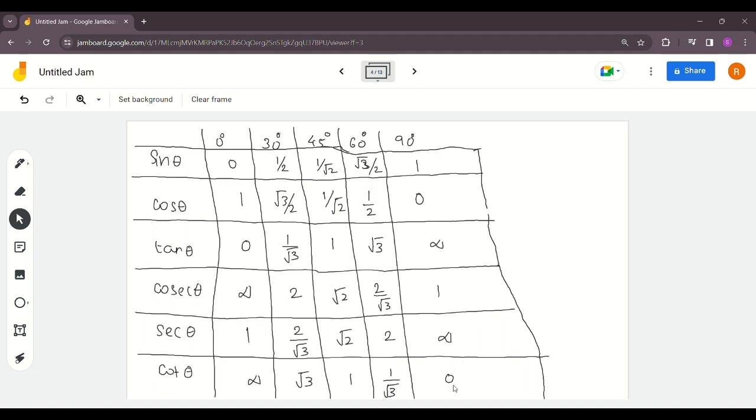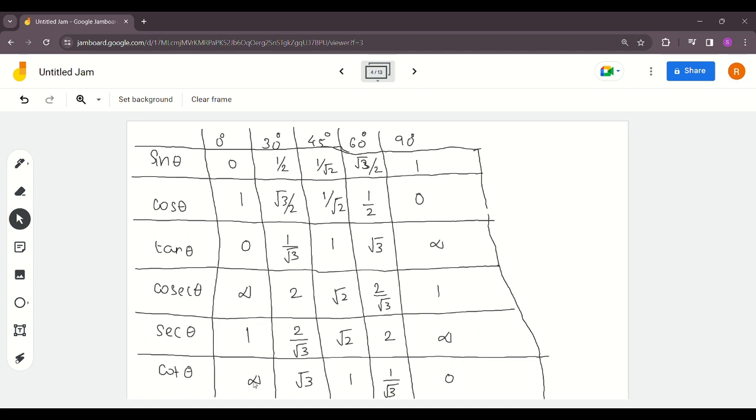You may ask me a question. Cos is nothing but the reciprocal of sec. So sec is nothing but the reciprocal of cos. So can we take the reciprocal and directly write it here? Yes, you can very much do it. If you do it, you will get the same answer only. So 1, 2 by root 3, root 2, 2 and infinity.